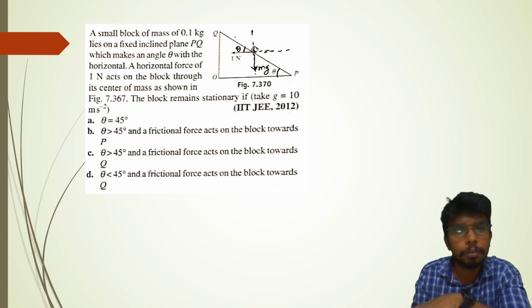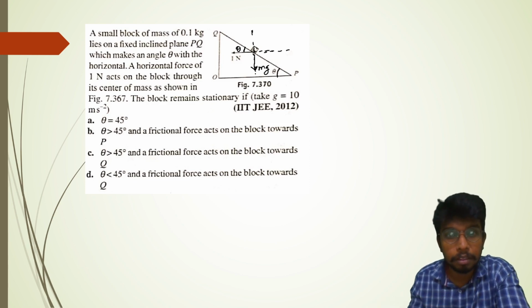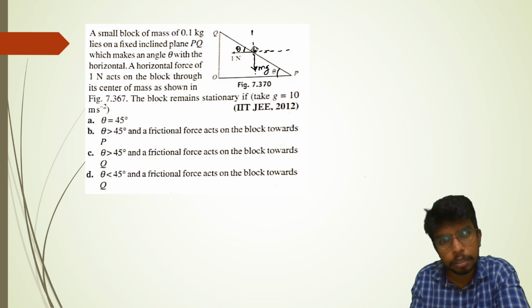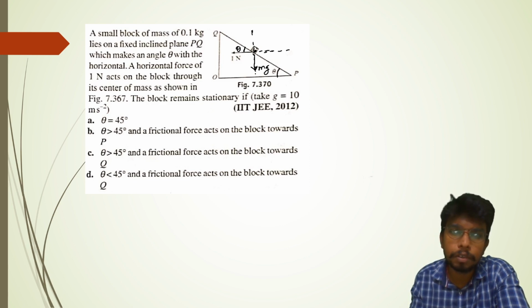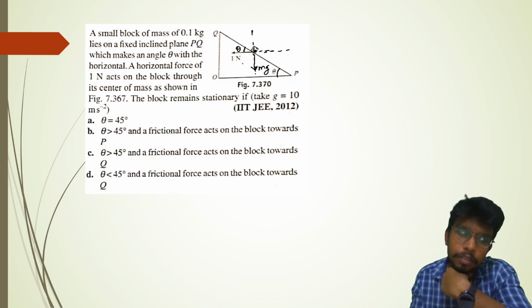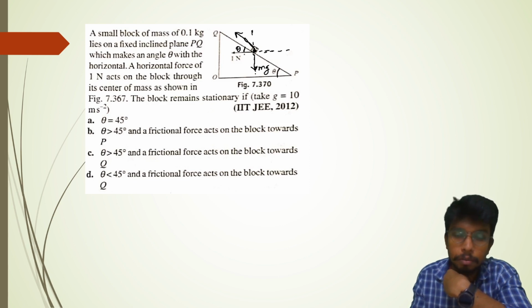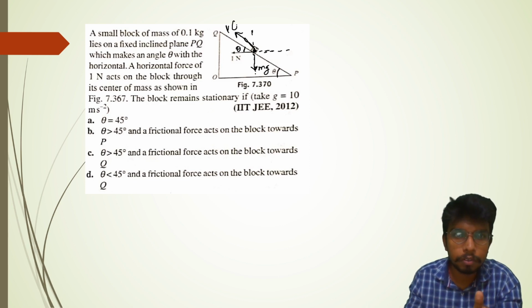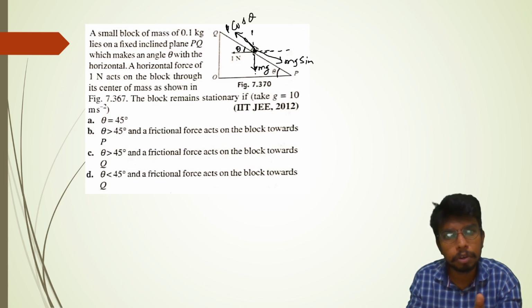The block remains stationary if... The block will come down because of the force. If I take the component of mg, it is going to come down with the force of mg sine theta, and this side will be mg cos theta. There will be a normal reaction. Then what can stop this? There will be a force which will act in this direction, which will be the component of this, that will be 1 cos theta, because the force is 1 Newton, and this is going to balance mg sine theta. Then only the body is not going to move.